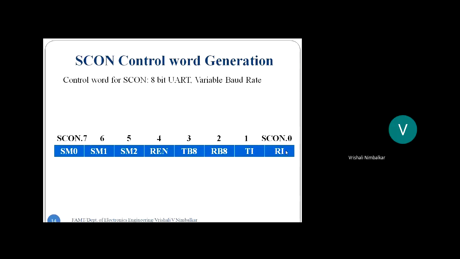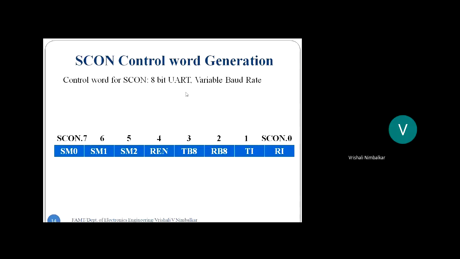And TI and RI are the flag bits. Whether those bits are set or cleared, we will get it automatically when that operation is either completed or going on. So TI and RI are set by the internal hardware. Whereas the other bits, bit 2 to bit 7, the user or the programmer will be setting or clearing. So let us see what is the SCON control word for transmission.